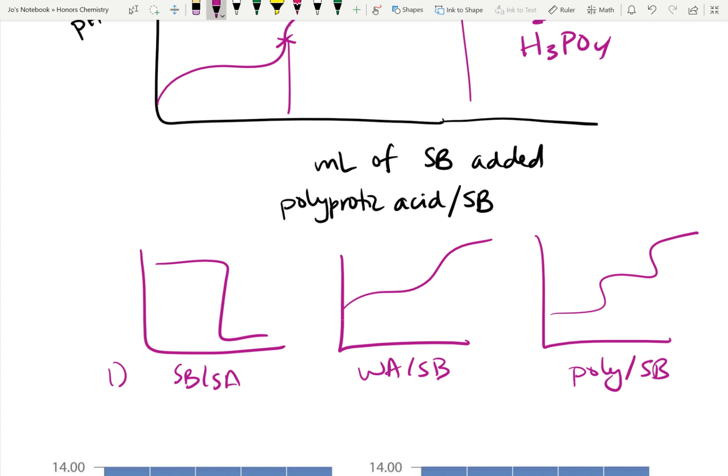Or if I said the equivalence point is greater than 7, you would identify this curve. If I say the equivalence point is 7, you could say this one, or you could say the opposite. They both have an equivalence point of 7.